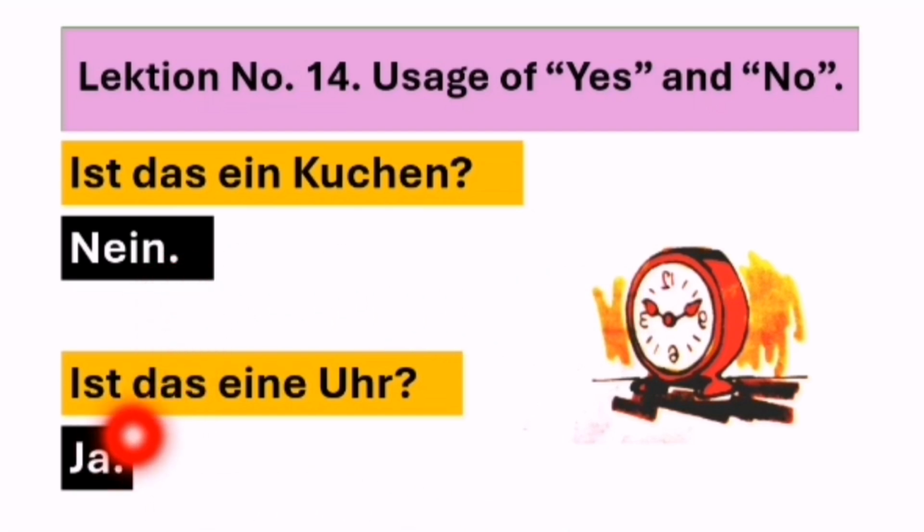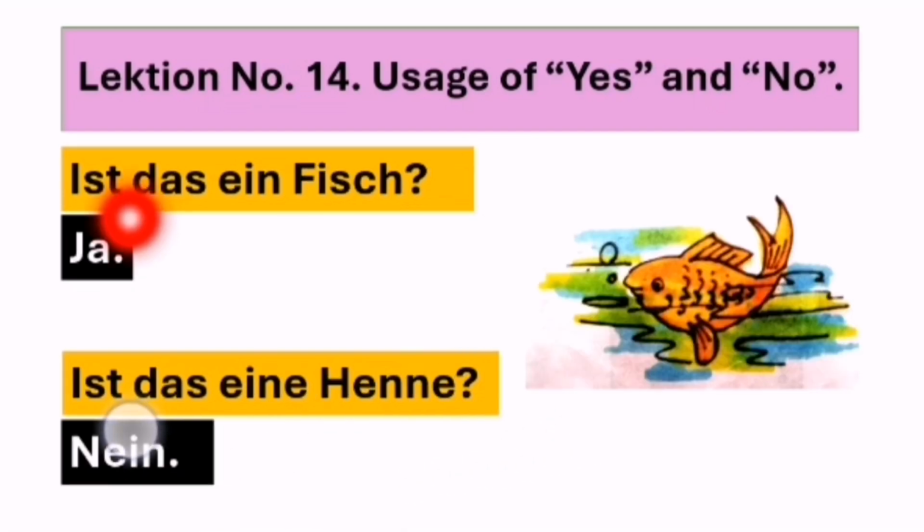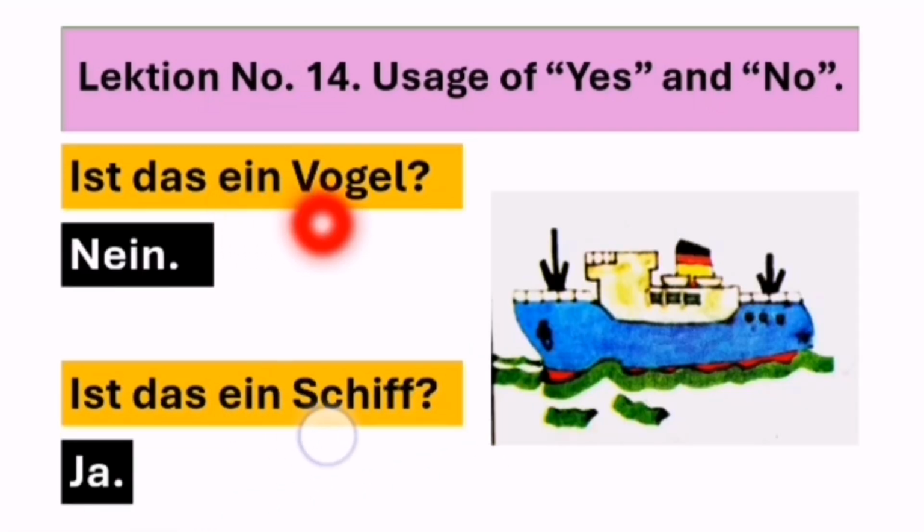Ist das eine Uhr? Is this a clock? Ja. Yes. Ist das ein Fisch? Is this a fish? Ja. Yes. Ist das eine Henne? Is this a hen? Nein. No. Ist das ein Vogel? Is this a bird? Nein. No. Ist das ein Schiff? Is this a ship? Ja. Yes.